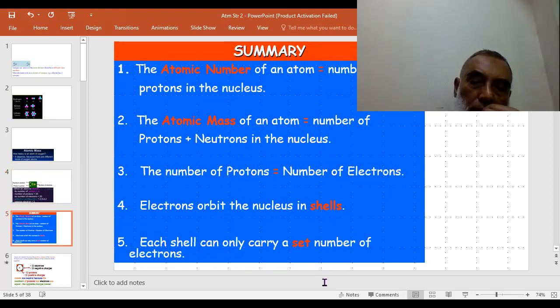So this is the summary of the atomic structure that we have discussed. Atomic number is the number of protons in the nucleus. Atomic mass is the number of protons plus the number of neutrons in the nucleus. Number of protons is equal to number of electrons in neutral atoms. Electrons orbit the nucleus in shells, and each shell can only carry a set number of electrons.